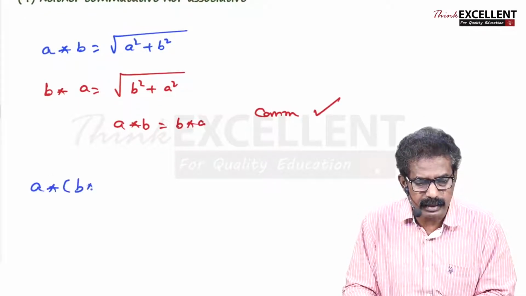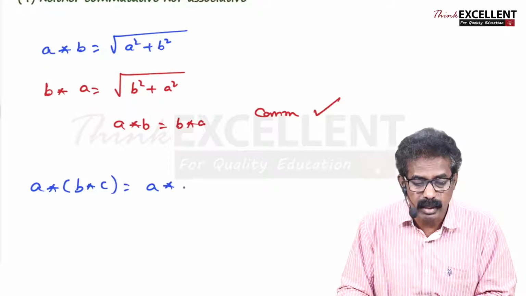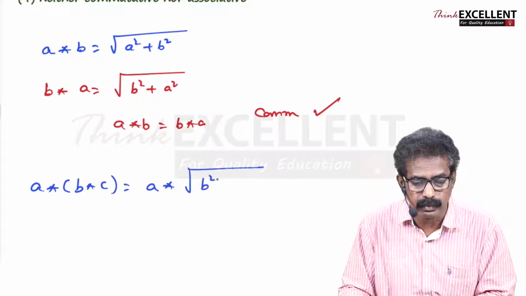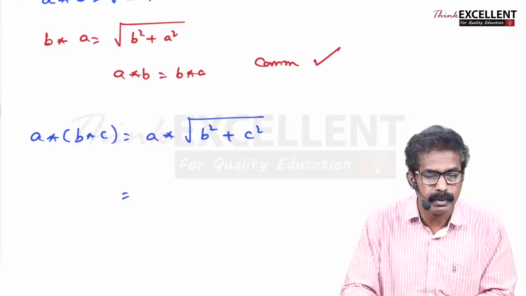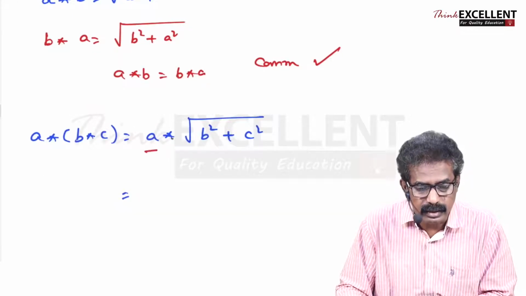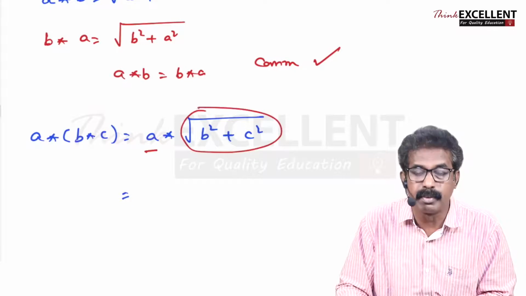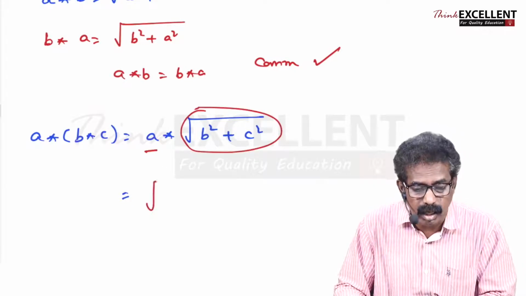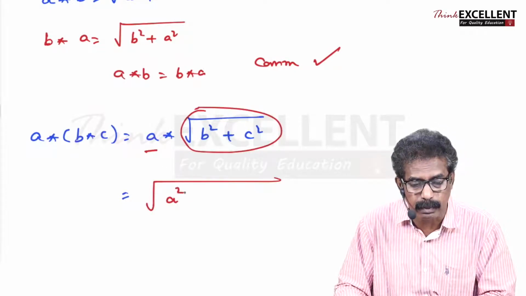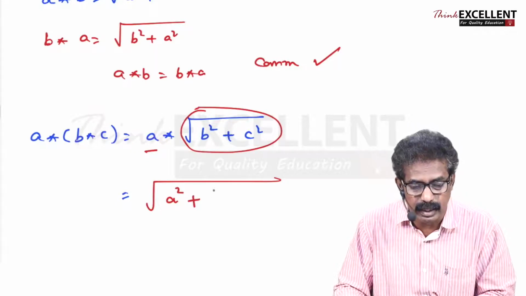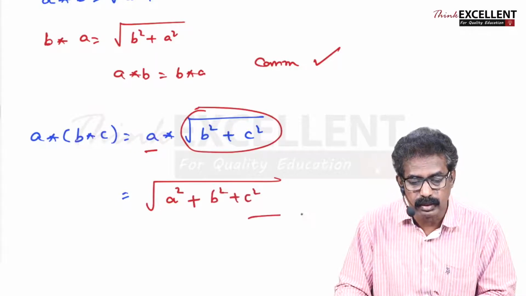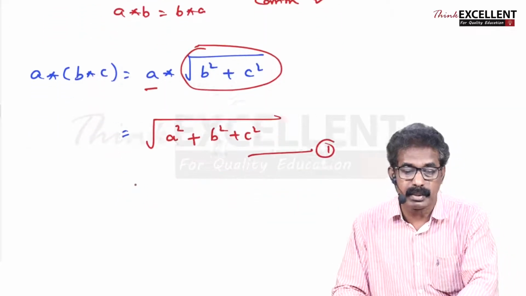Now let us see the associative property. A star (B star C), you find out. How can you find B star C? Root of square of first plus square of second. Now this is of the type A star B, and this is our B. How can you find A star B? Root of first one square, A square, plus second one square. Second one, when you square, root cancels. You get B square plus C square. So this is A star (B star C).